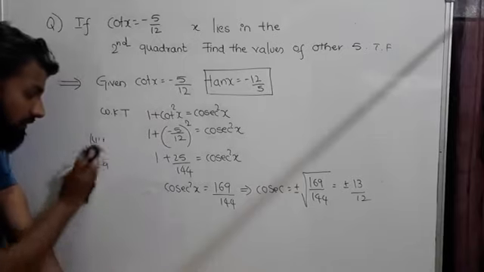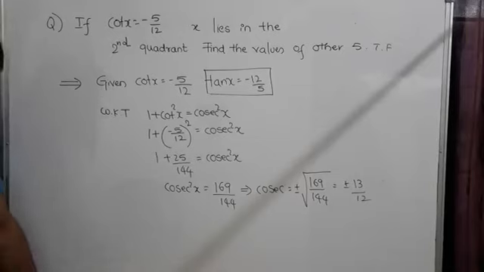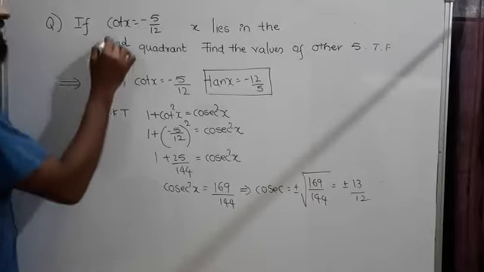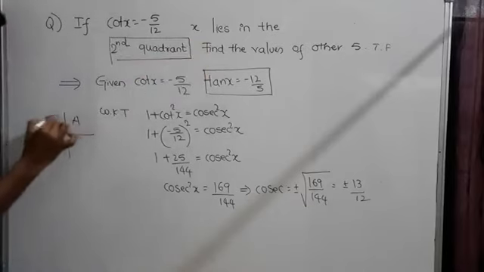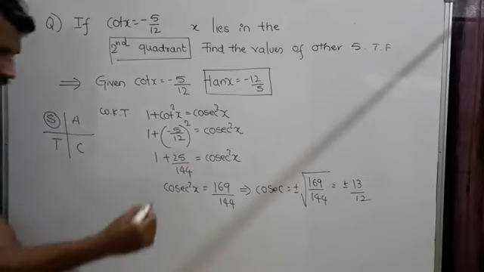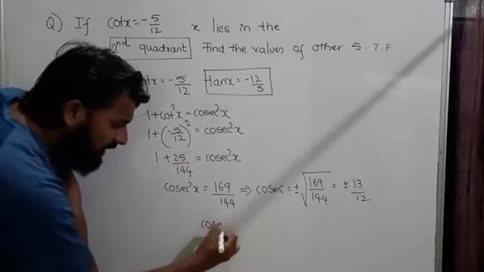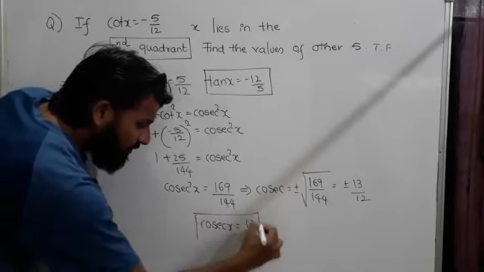Now the question comes, my dear friends. Which one to choose? Positive value or negative value? Well, that depends on the value of x, where x lies actually. So as you can see in the question, x lies in the second quadrant. So second quadrant, again let me put the ASTC rule. Yeah, in the second quadrant sine is positive, along with that cosec is also positive. So therefore I'll choose cosec x is equal to plus 13 upon 12.